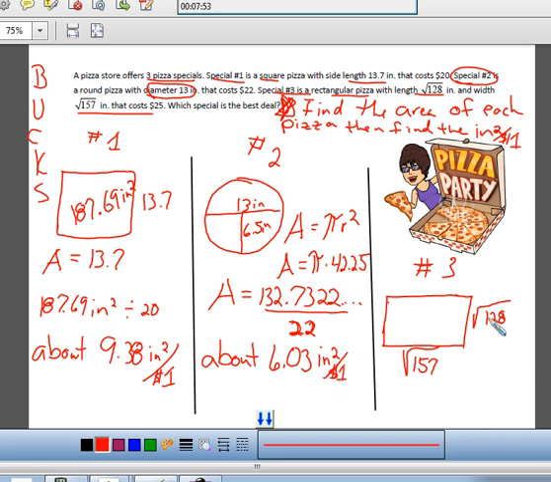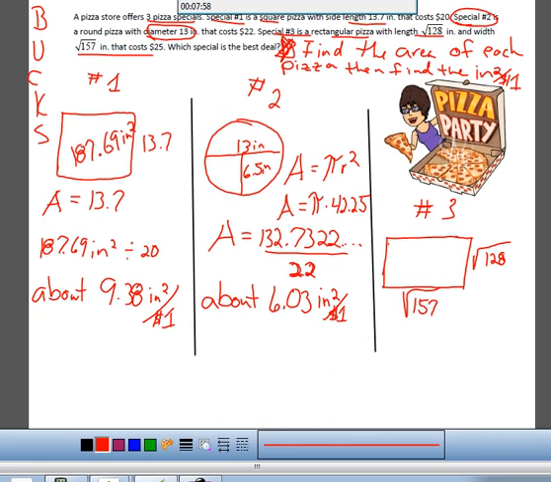Okay. Now the rectangle is going to be an interesting one because we've never dealt with this before. So when you're multiplying and you have square roots, you can actually just multiply the two numbers and then take the square root of the final answer. So when you multiply 157 times 128, you get 20,096. Now that is not a perfect square.